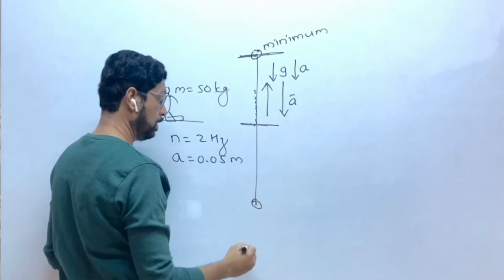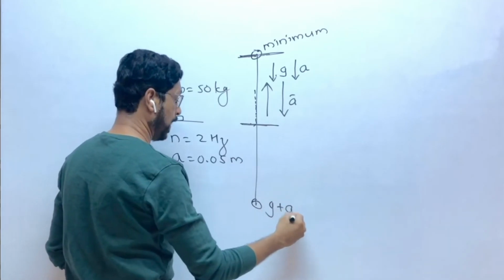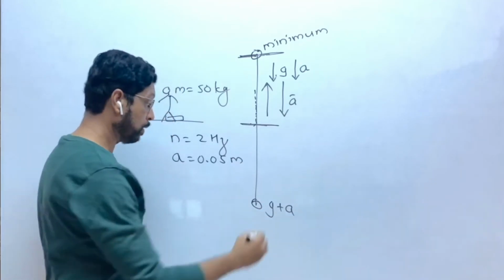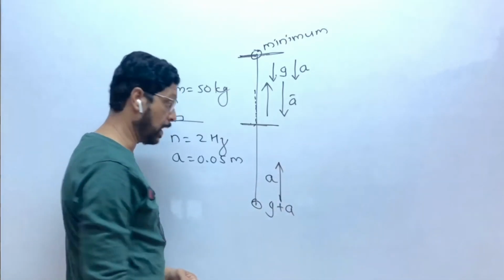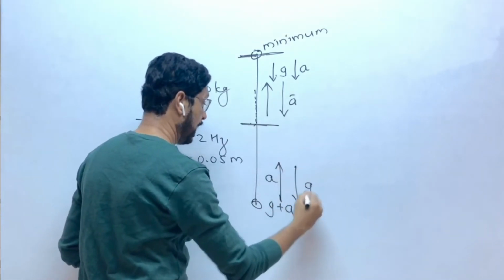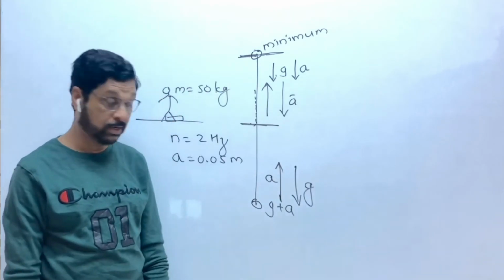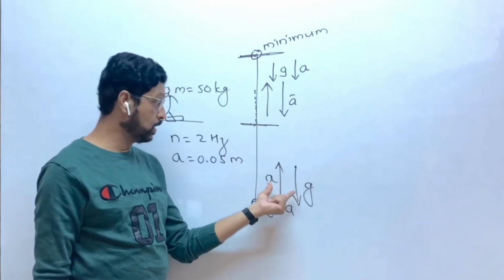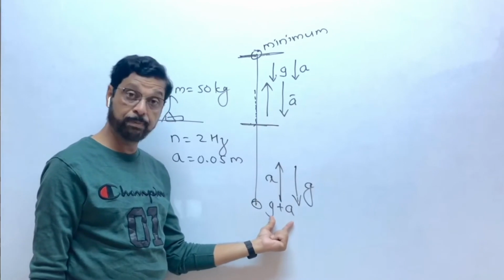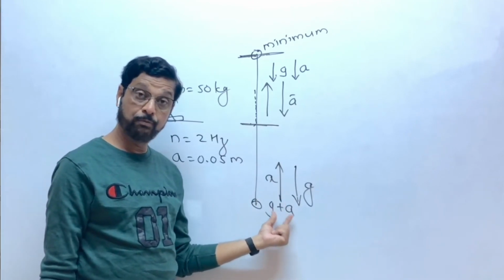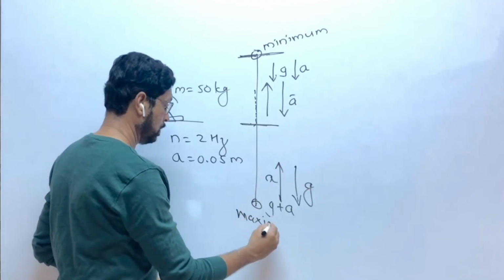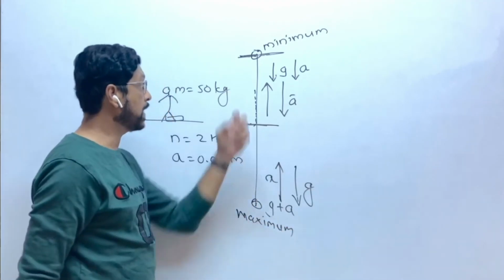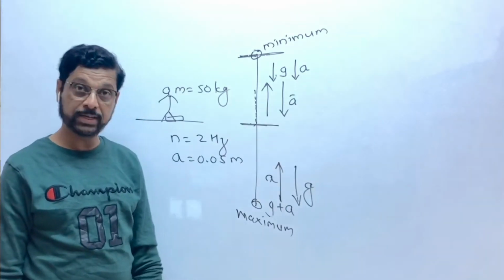Similarly here, the effective acceleration will be g plus a, because the acceleration of S.H.M is upward and the acceleration due to gravity is downward, in opposite directions. So the net acceleration will be g plus a. Therefore, the weight will be maximum here. And you have to find that maximum and minimum weights.